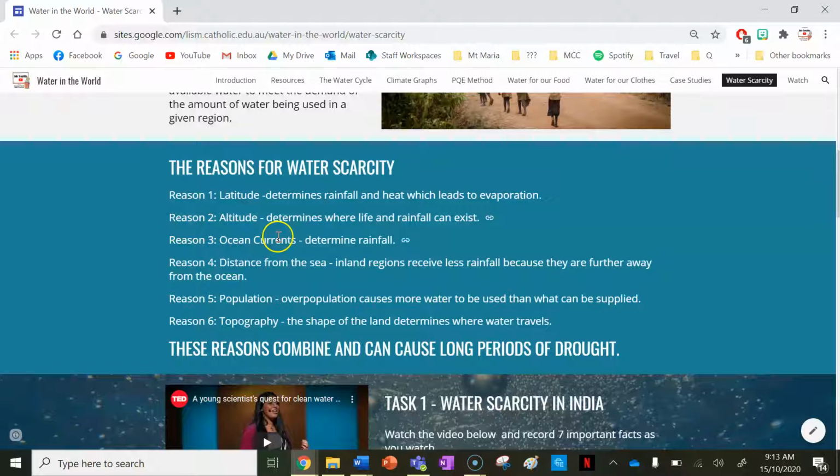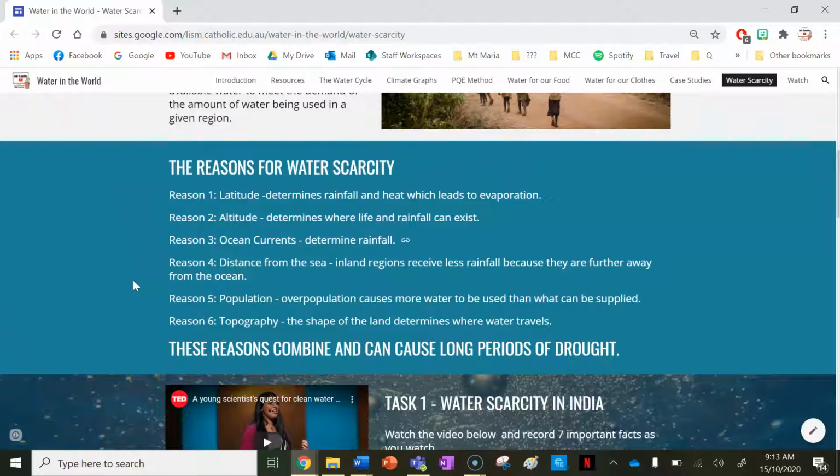Reason number 3 is ocean currents. Ocean currents can determine and influence rainfall by the amount of nutrients they move and the temperatures of those ocean currents as well. Reason number 4 is distance from the sea. We have this issue particularly in Australia. So inland regions receive less rainfall because they are further away from the ocean.